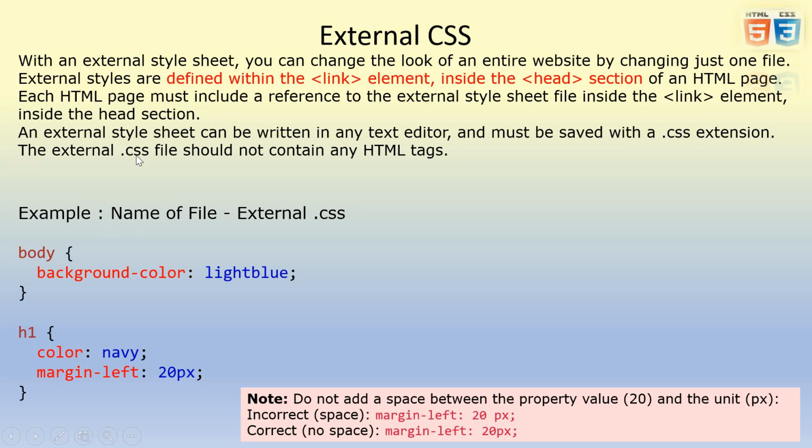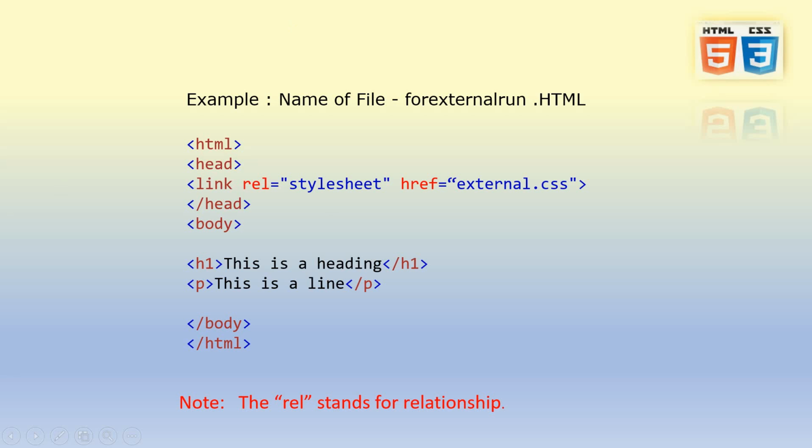The external .css file should not contain any HTML tags. See here, no HTML tags have been used, like HTML opening, closing, head, title, nothing. Just we have specified here the background color and color of the header. Okay, so I'll tell you how you can use this. In any file you can use this external.css as href and rel. What is rel? Rel stands for relationship.